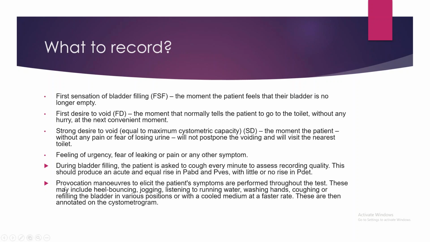Okay, and then you have to ask the patient to do some provocation maneuvers, to assess the patient's symptoms, whether she is getting any urgency. Which provocation maneuvers do you ask the patient to do? Heel bouncing, jogging, listening to running water, washing hands, coughing, or refilling the bladder in various positions, or cool medium. When you are performing any of these provocation tests, they should be annotated on the cystometrogram. With this provocation test, if the patient is getting any symptoms, then you can diagnose the problem.